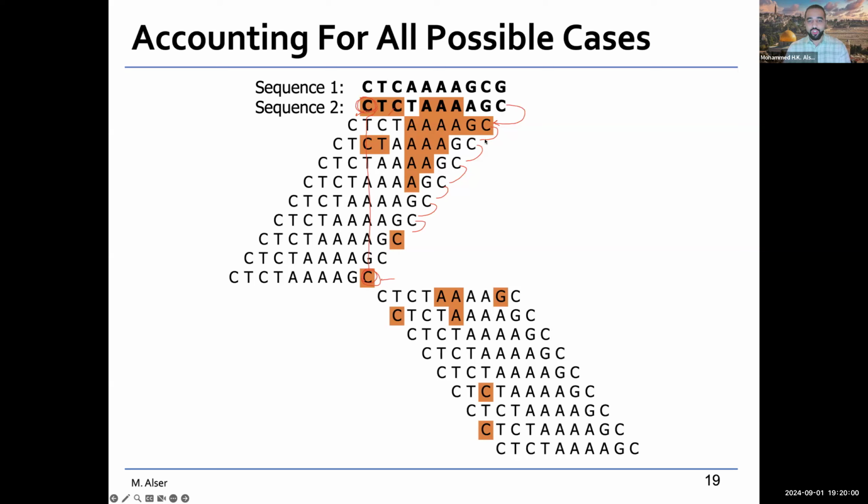And how many shifted versions do we have now? This is the original one. So we have 1, 2, 3, 4, 5, 6, 7, 8, and 9.